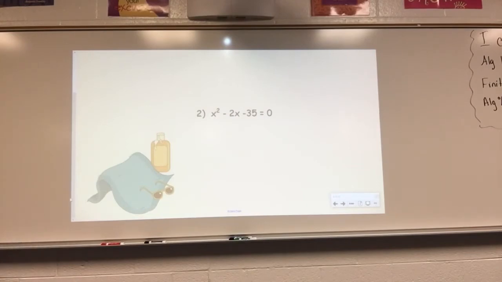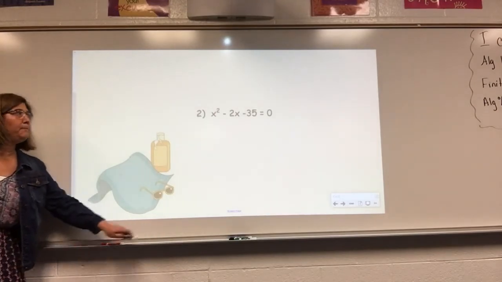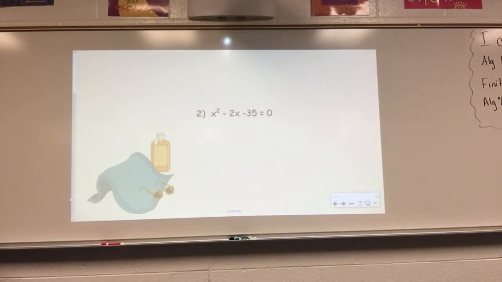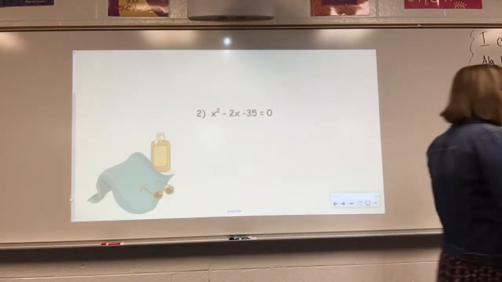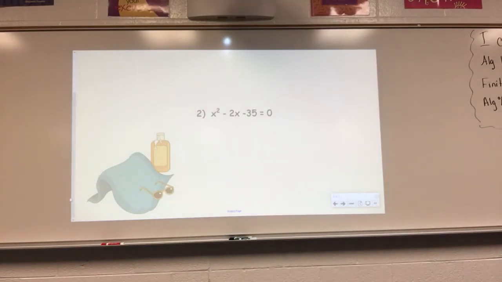For this one, I will write out what I would expect you to have on your paper for me to grade here. So x squared minus 2x minus 35 equals 0. They were nice to you on this one. Don't have to write it in standard form. It's already there. Your job today is not to find answers. Your job today is to find a part.